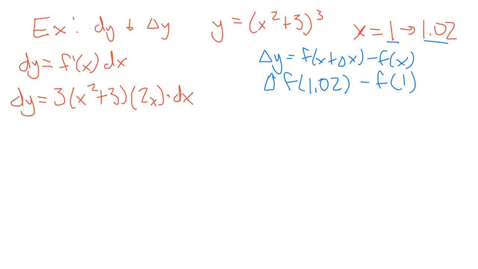And now let's double check and see what our dx is, since we're still missing that. If we're going from 1 to 1.02, that is going to be our change in x. So we can take 1.02 minus 1, which is 0.02, and that is our delta x, which we already established is the same as dx. So we can go ahead and plug that in.